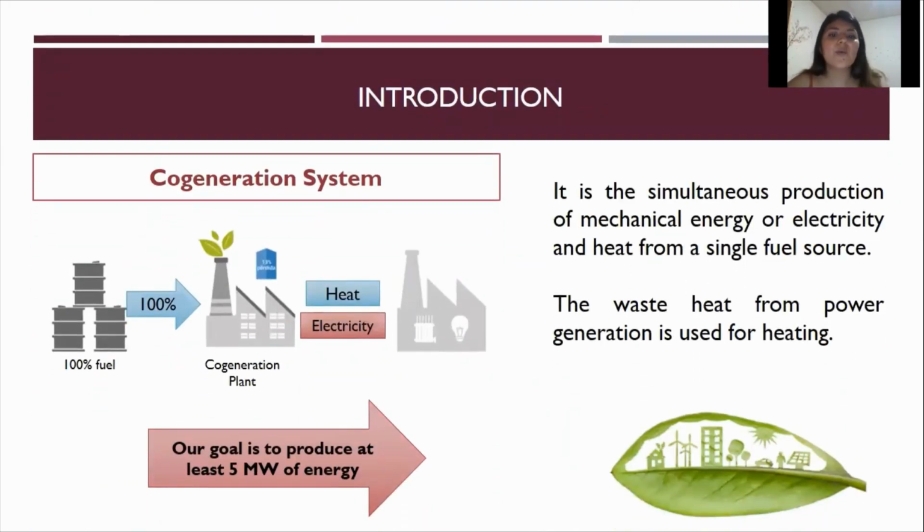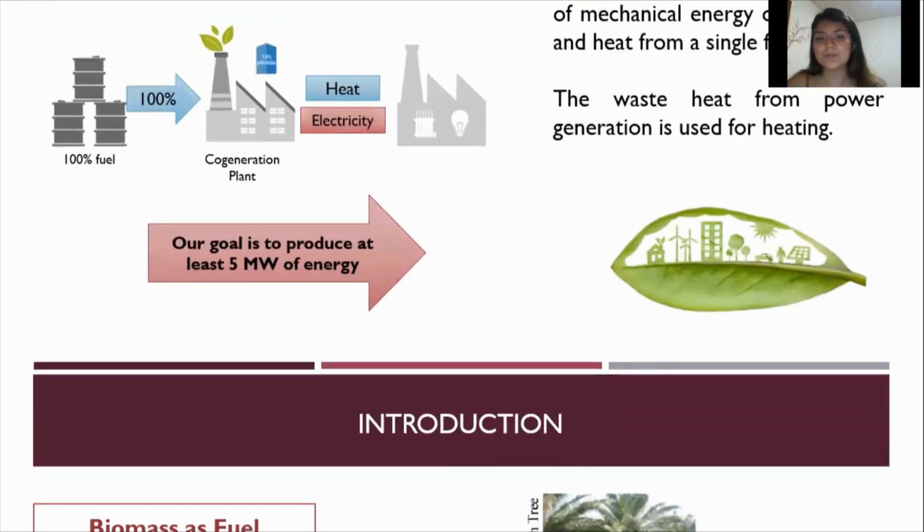But firstly, we have to know what a cogeneration system is. It is the simultaneous production of mechanical energy or electricity and heat from a single fuel source. Also, the waste heat from power generation is used for heating. In this case, our goal is to produce at least 5 megawatts of energy.